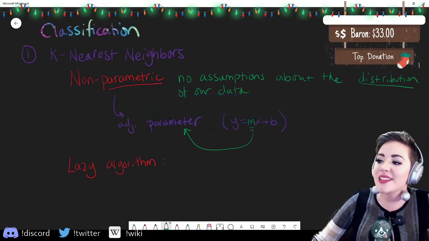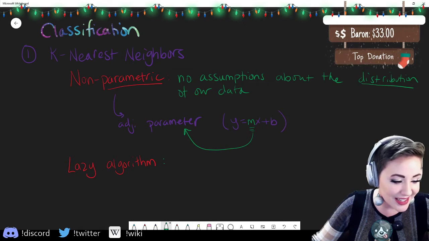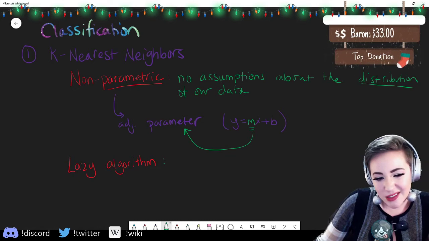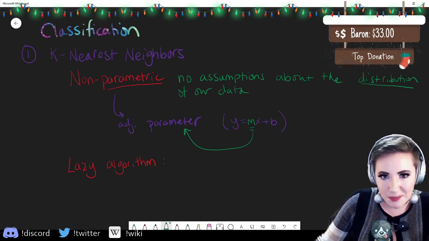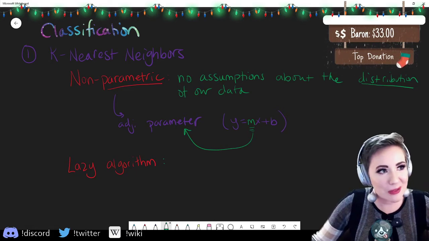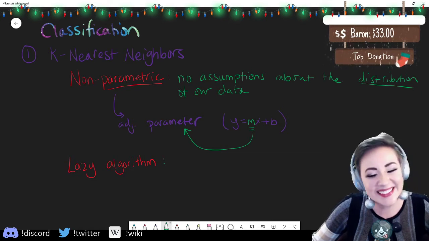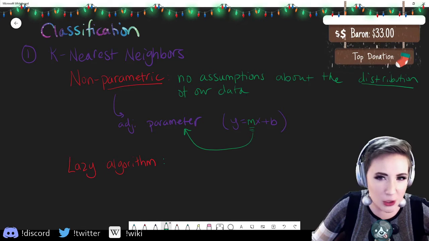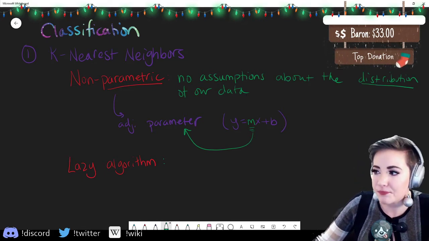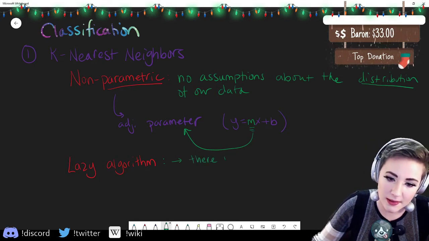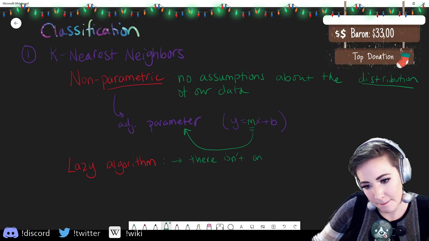Okay. Lazy algorithms. What does this actually mean? It doesn't mean that it's lazy. It doesn't mean that it's bad. All right. A lazy algorithm, all that means is that we don't really have a training phase explicitly. So before, when we're doing our test train split, I always switch the two, we'll still have that kind of split, but there isn't quite the explicit training phase that we had before. So what this means, unfortunately, is that there isn't an explicit training phase.